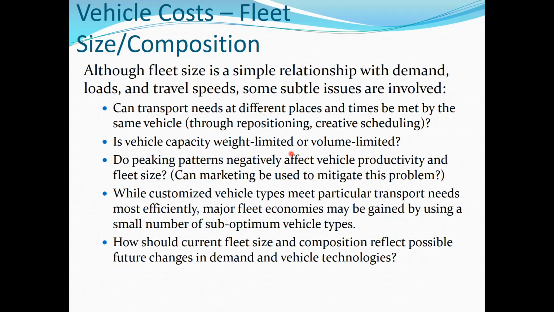Customized vehicle types meet particular transport needs more efficiently. You might be better off ordering 50 of the same type of vehicle or hundreds of the same type of vehicle, because you might be gaining some fleet economies. Parts are easy to find if your fleet is basically a uniform type. Even though they might not be so efficient in meeting individual demands, they might have some economies of scale in terms of maintenance, in terms of buying power that you will have if you buy more vehicles.